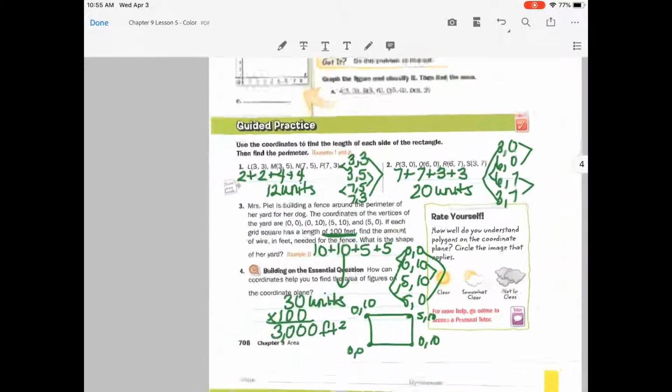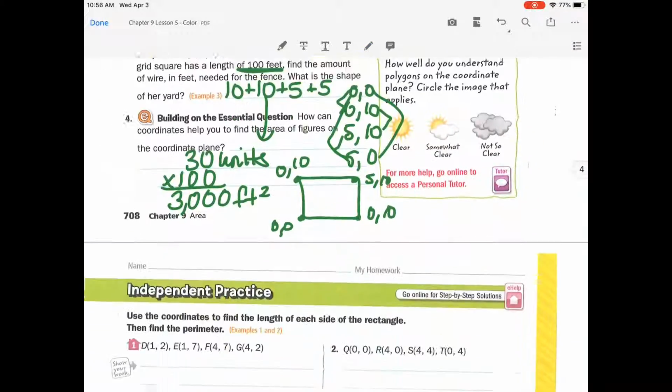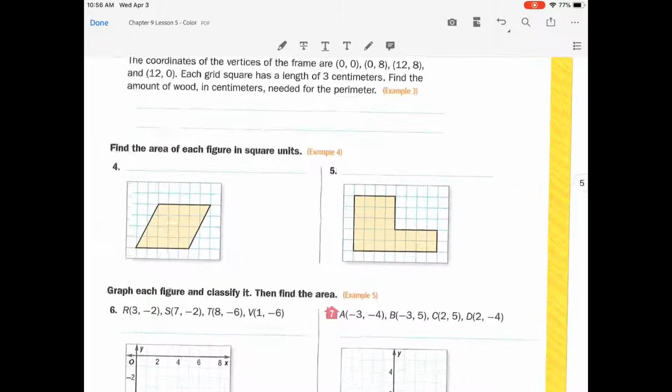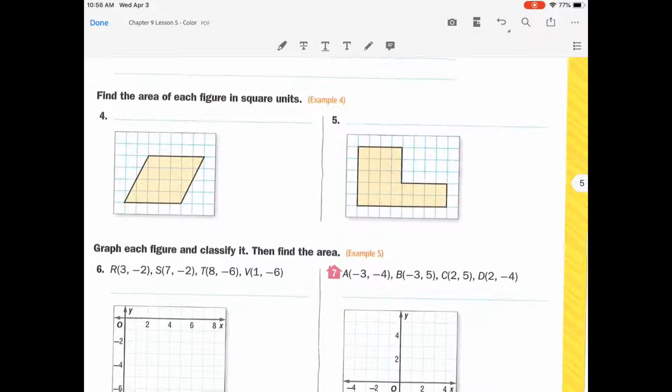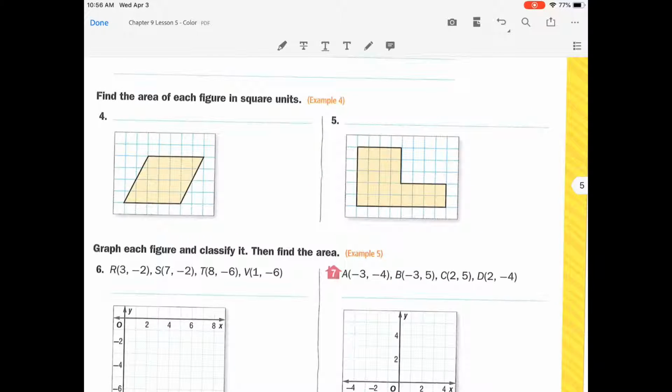Okay, so now we're just going to pop over to the next page and take a look at these two problems. And actually, we're just going to take a look at number 5 because we already know how to do the area of a parallelogram, but we need to know how to do a problem like this. So here's what I would do. I can see that I could probably make this into 2 rectangles by cutting a dotted line right here. Okay, so I have now made 2 different shapes.